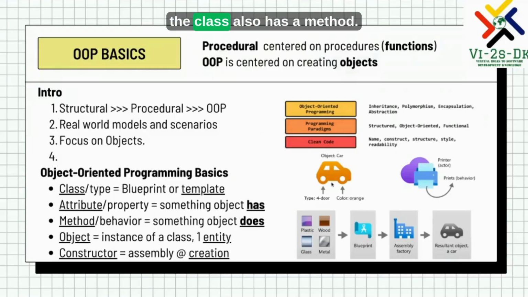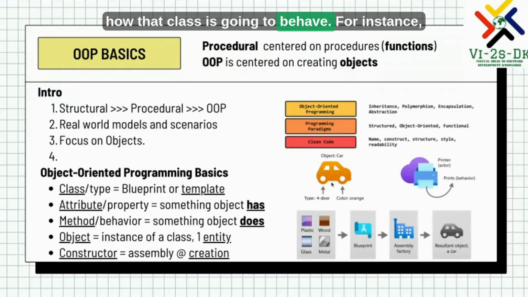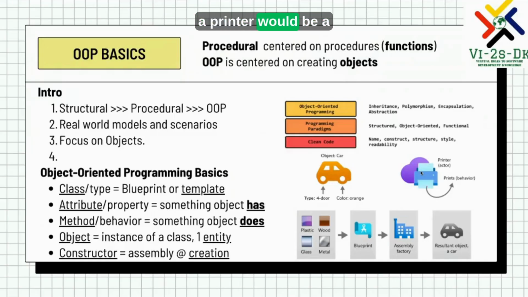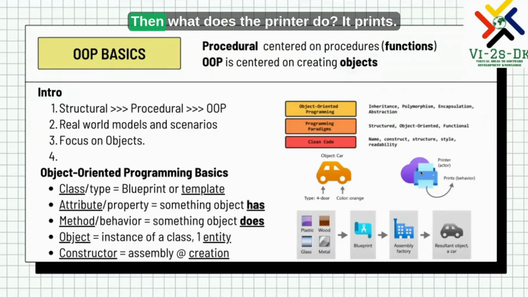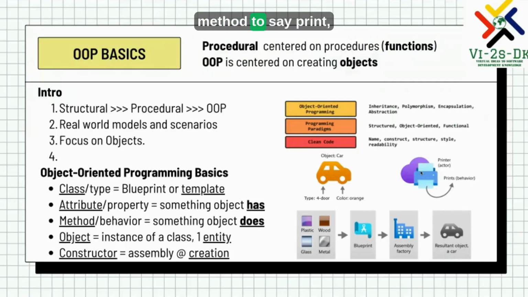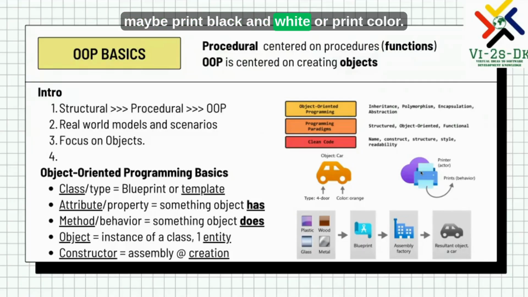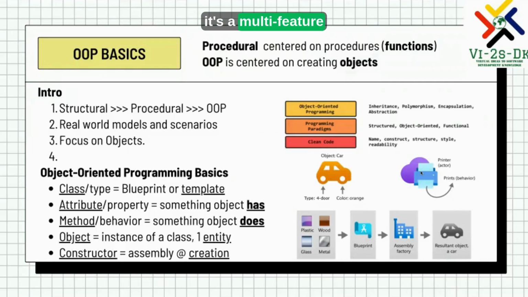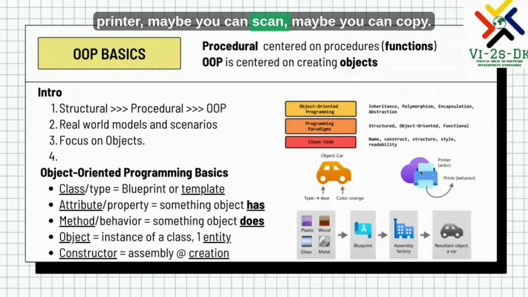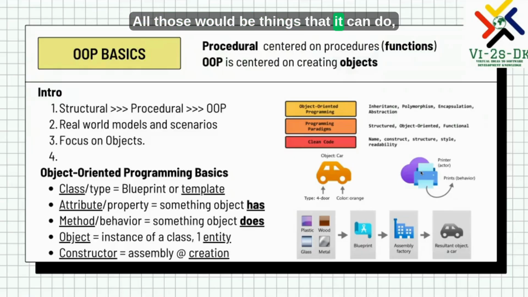In the same light, the class also has a method. The method is pretty much the behavior, how that class is going to behave. For instance, a printer would be a class, right? When you create a printer, it becomes an object. But what does a printer do? It prints. So you can have a behavior or a method to say print, maybe print black and white or print color. If it's a multi-feature printer, maybe you can scan, maybe you can copy. All those will be things that it can do, what it does. So it's an action. The method or behavior is an action, while the attribute or property is a characteristic, something that it has.